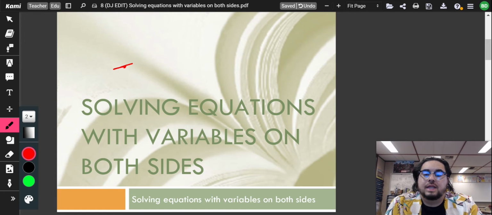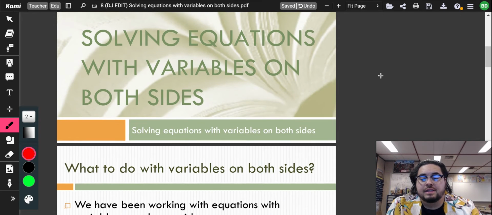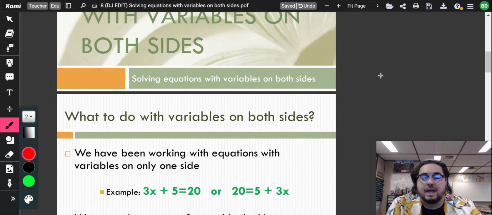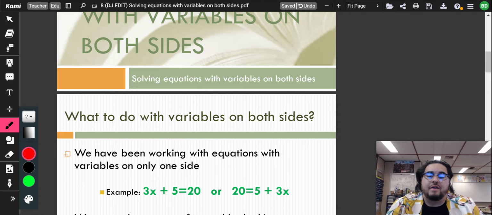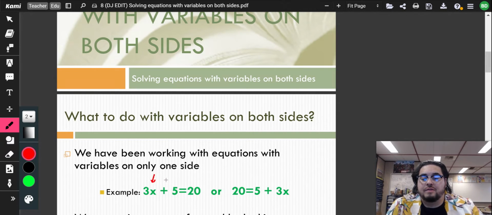Okay, so today, kiddos, we are going to be dealing with solving equations with variables on both sides. What we've been doing in our lessons is talking about equations that look like this, where you have variables on only one side of the equal sign. Like right here, you have 3x. On the other side is just a number.